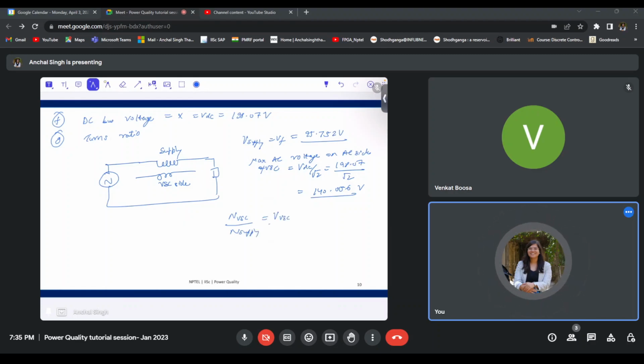using these two voltages, we can find the turns ratio N voltage source converter by N supply as V voltage source converter by V supply. And V voltage source converter is 140.056 by V supply is 95.752, and this ratio will come out to be 1.463. This is how you can find the turns ratio of the coupling transformer. And here will be our active series power filter, or series active power filter.